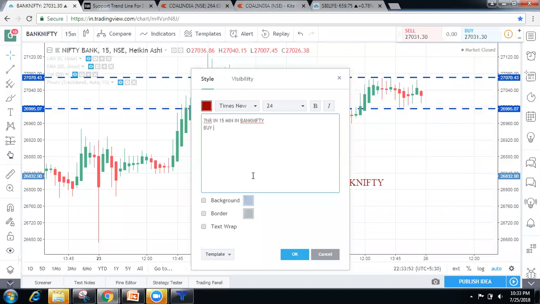Buy above 27070, stop loss is 26990, and sell below 26990, stop loss is 27070. Okay, I got the level.